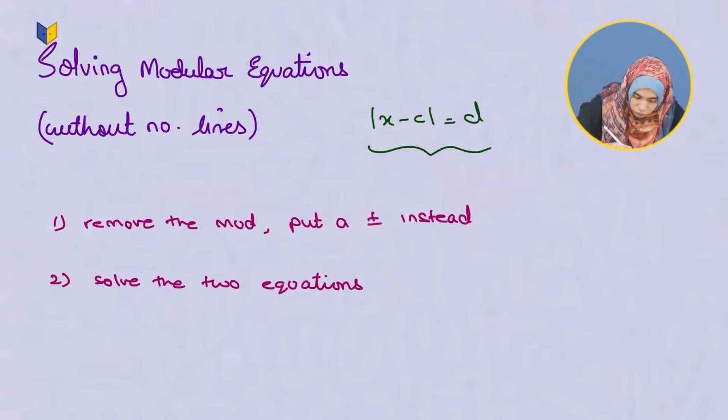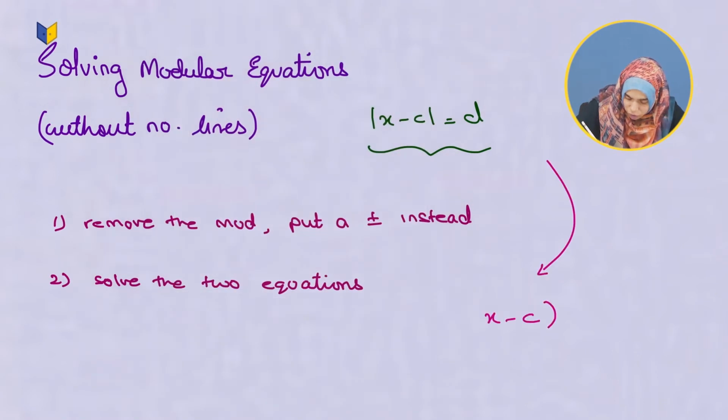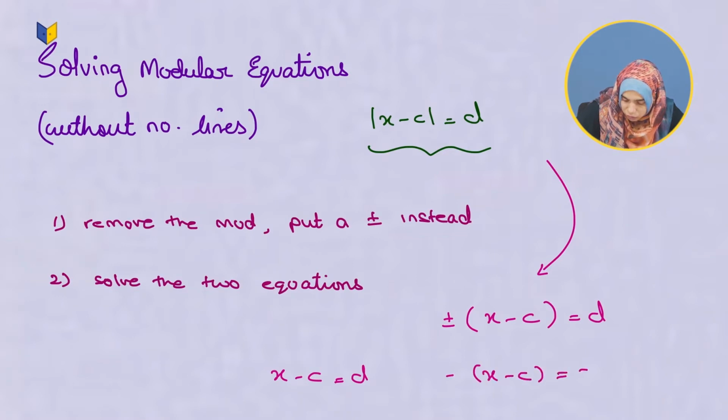Right? So for instance, if I have this equation, what I would do is I would remove the mod and put a plus minus instead. Right hand side is as it is. And this gives me two equations. One equation would be x minus c equals d, and the other equation would be minus x minus c equals d. And using these two equations, I can find the two values of x.